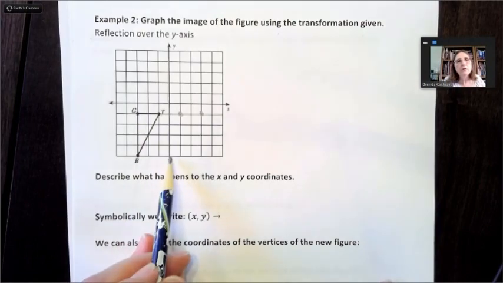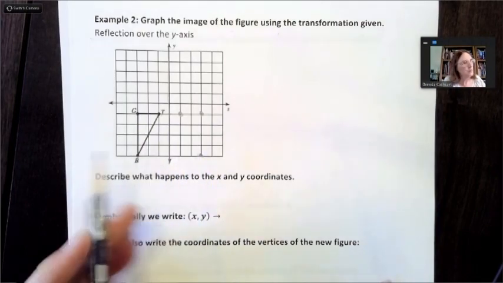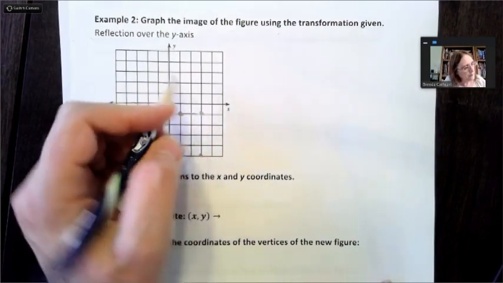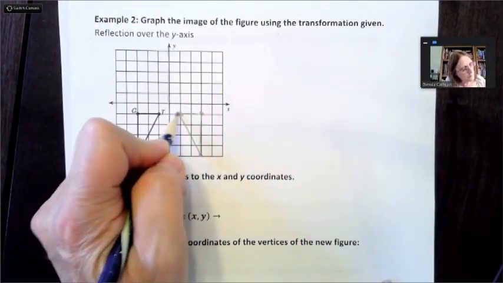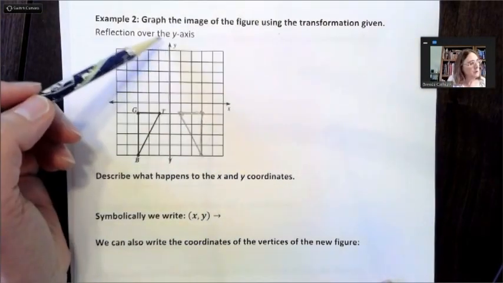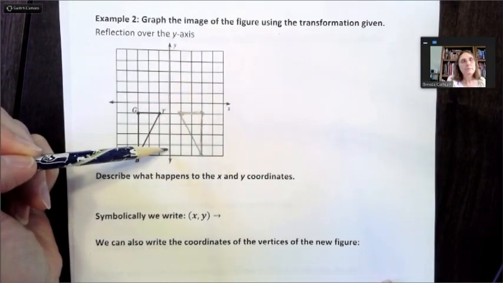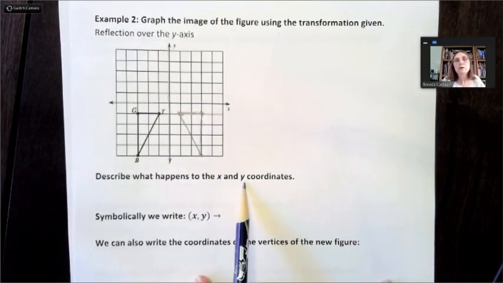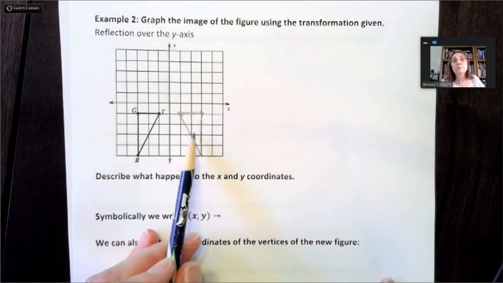B is also 3 units away from the y-axis, so it will also be 3 units away on the other side. And we end up with a triangle reflected. The line x equals 0, or the y-axis, is our line of reflection. So what happens to the x and the y coordinates of this original figure to the image?